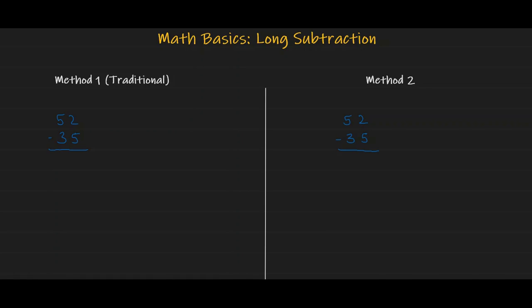Long subtraction simply means subtracting longer numbers. Let's start with a simple example, and then we will go to more complex numbers just to make the concept easier. So let's start with 52 minus 35.